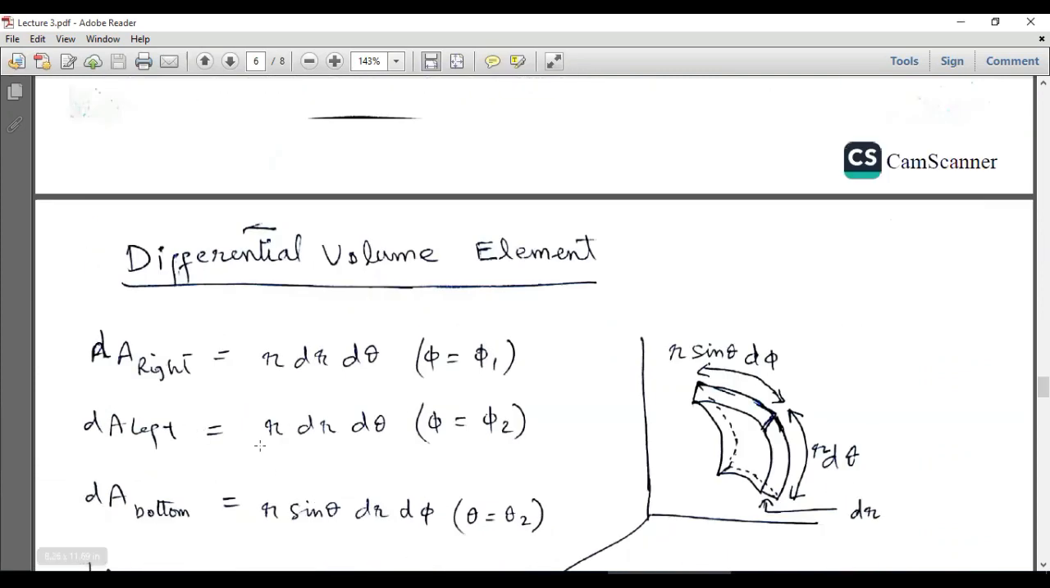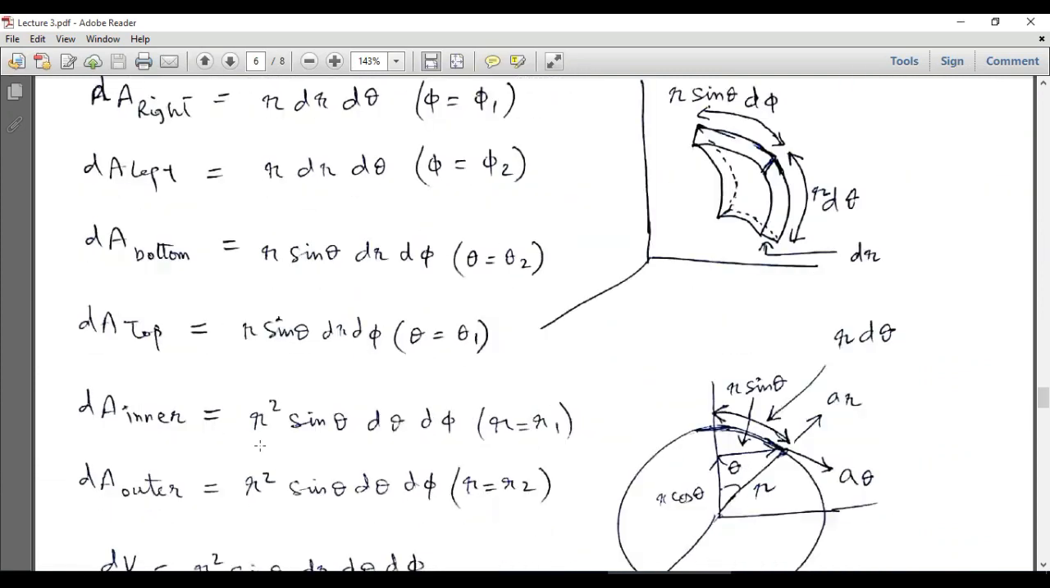Now finally, for the inner and the outer surfaces, the differential area is equal to r d theta and r sine theta d phi. So if we multiply these two components, we will get r square sine theta d theta d phi, and r will be equal to r1 for the inner surface. For the outer surface, the differential area will be r square sine theta d theta d phi, but r will be equal to r2, and r2 is constant for the outer surface, and r1 will be the radius, and it will be constant for the inner surface.